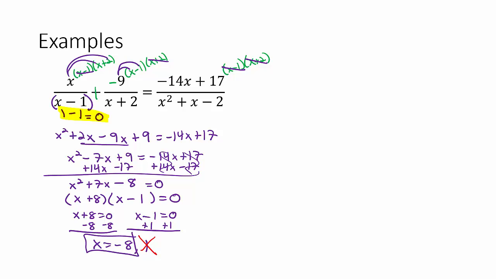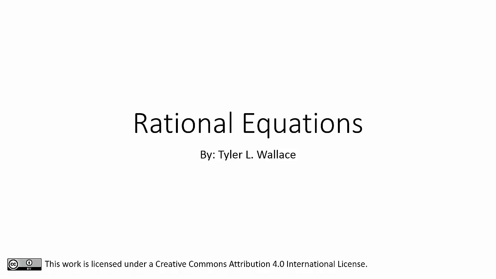So again, make sure you always check your answers with rational equations. Make sure the denominator is not 0. Other than that, we just clear the denominators by multiplying by that least common denominator and solve whatever equation we have left. Take a look at the homework assignment as you solve some rational equations. Ask your instructor if you have any questions, and good luck to you.